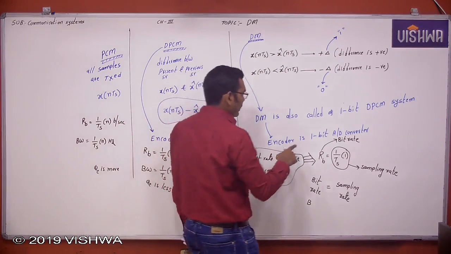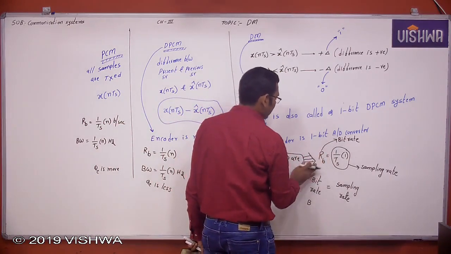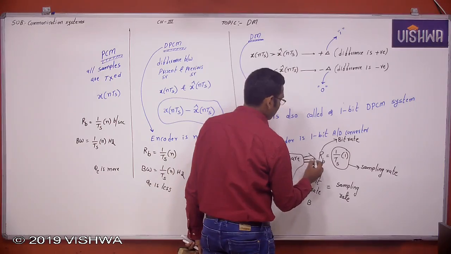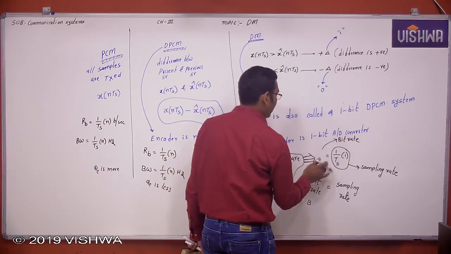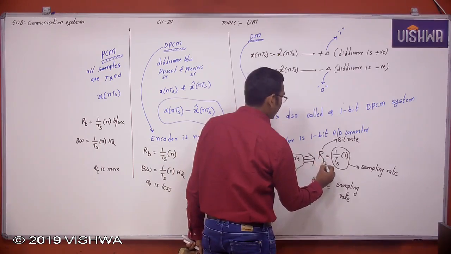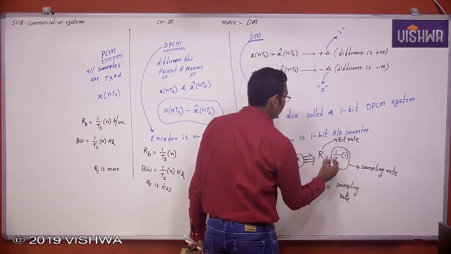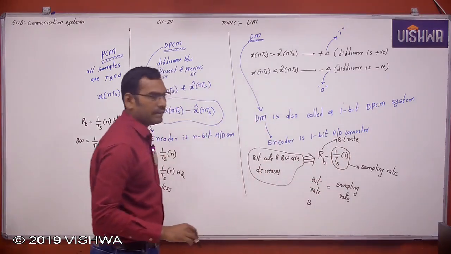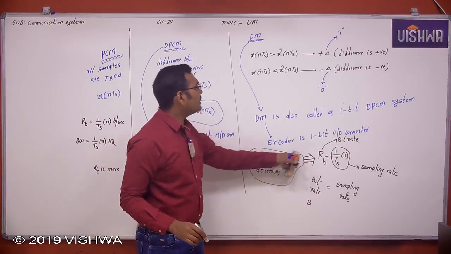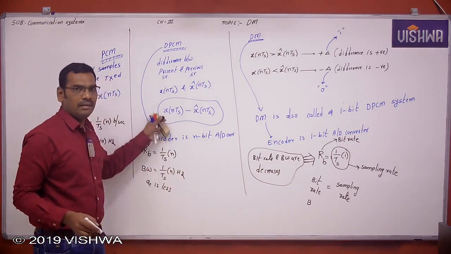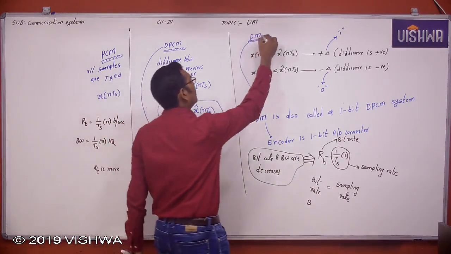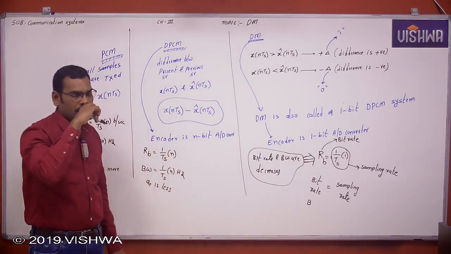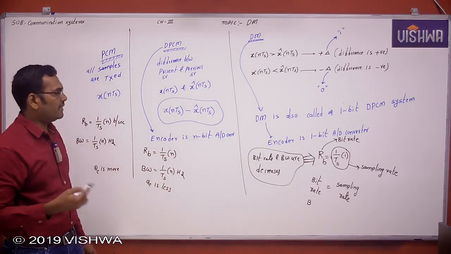Now here the encoder is a 1-bit A to D converter. This is the bitrate Rb, which is equal to 1 by Ts into n, where n is 1, the sampling rate. So the bitrate and bandwidth is decreased when compared with PCM and DPCM. That's why we go for delta modulation. Now we'll see what the operation is and what problems we face in delta modulation.